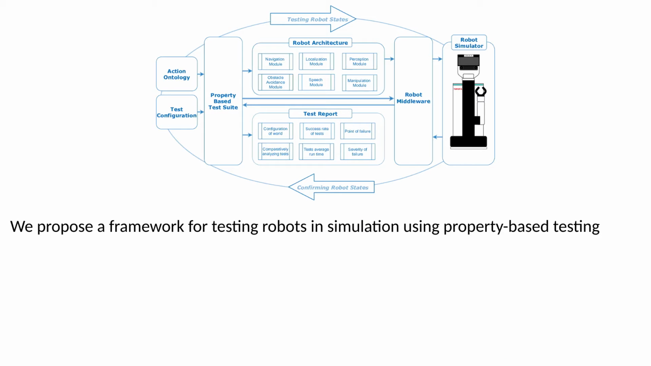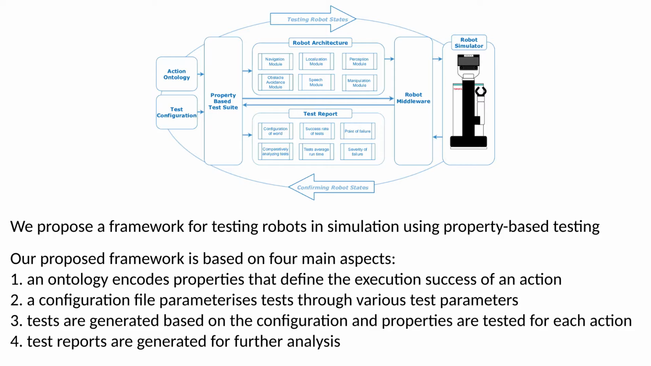In this paper, we propose a simulation-based robot testing framework that uses the property-based testing paradigm. Our framework is based on 4 main components. For each action that we want to test, we encode properties that define the action's success and parameters that are needed for verifying each property. This information is encoded in an ontology.